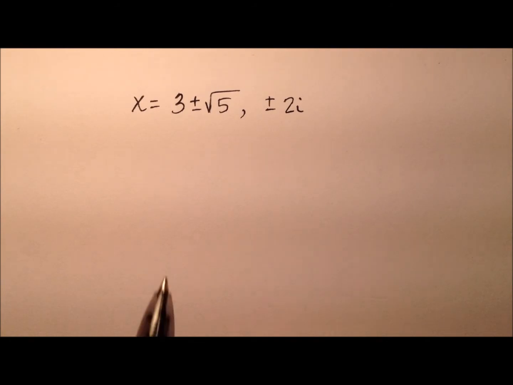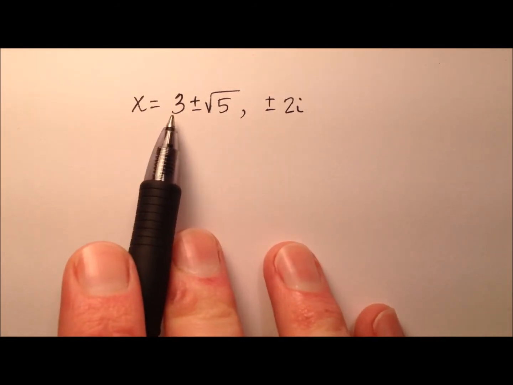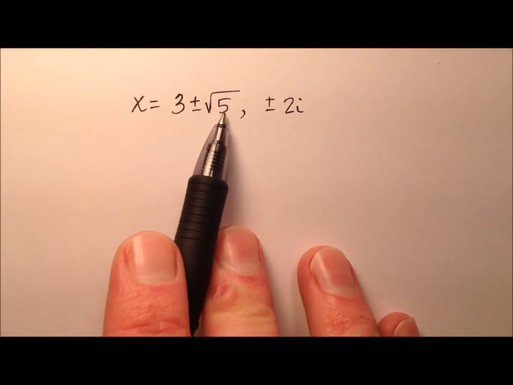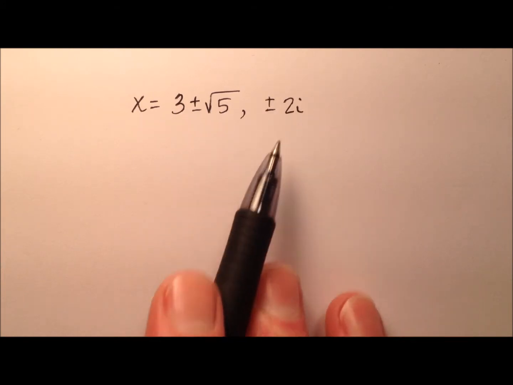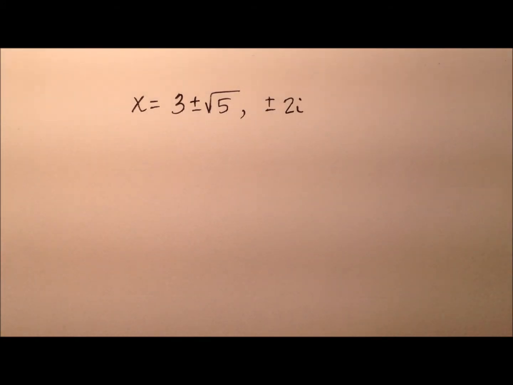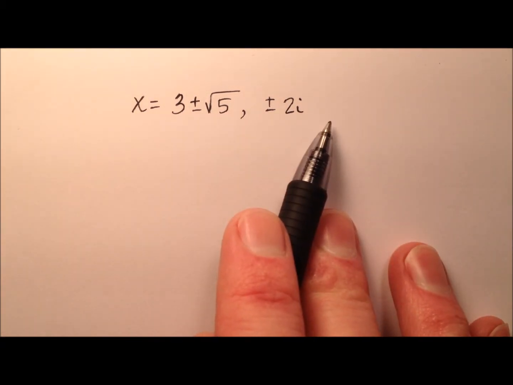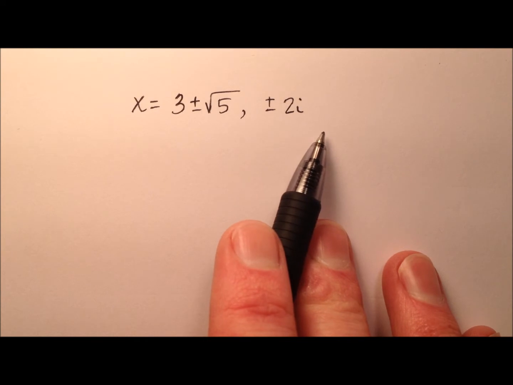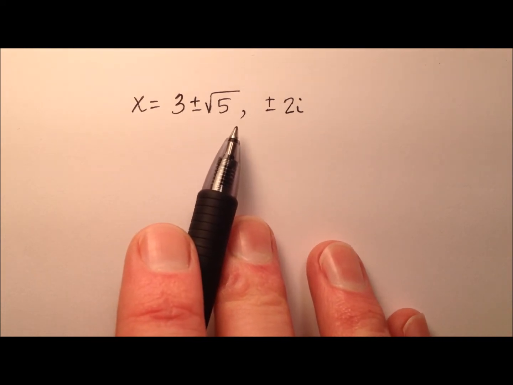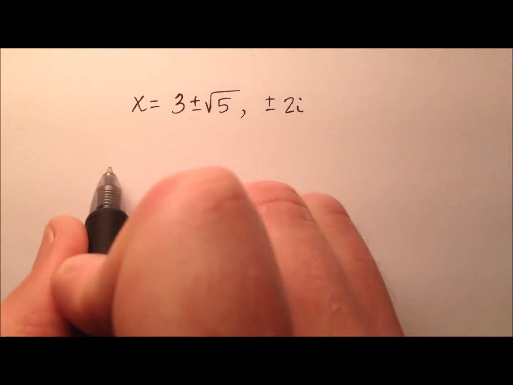In this example, I'm going to take these four roots, 3 plus radical 5, 3 minus radical 5, and then positive 2i and negative 2i, and I'm going to write the simplest polynomial function that I can, and I'm going to write that finished product in standard form. So remember, for each of these roots, I can go ahead and write a polynomial function in factored form by writing them as x minus k, where k is each of these roots.